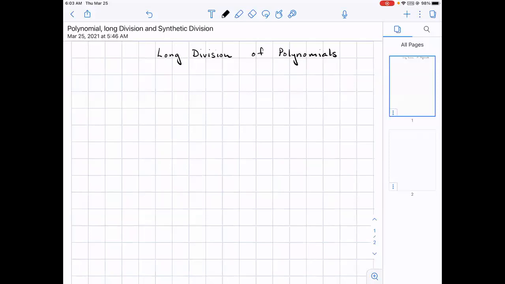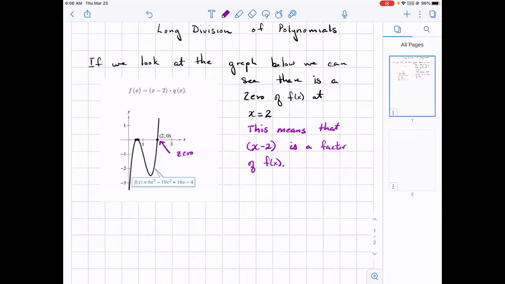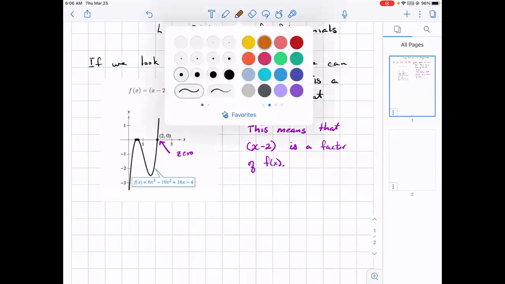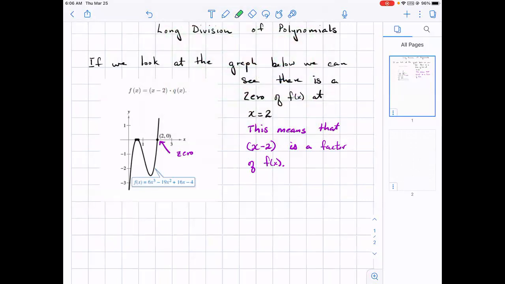Hello, in this video, we will look at long division and synthetic division of polynomials. If we look at the graph given, we can see that there are zeros for this function f of x. Notice that there is a zero here, and there are also zeros over here. Looks like there's two of them there from the graph.